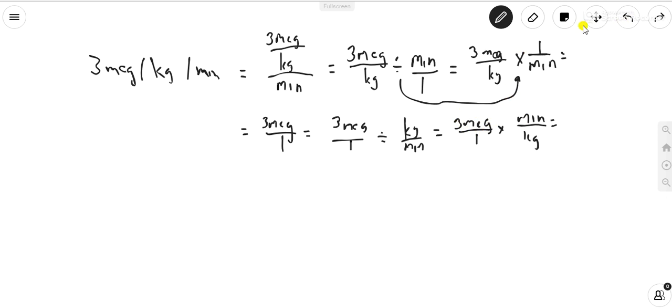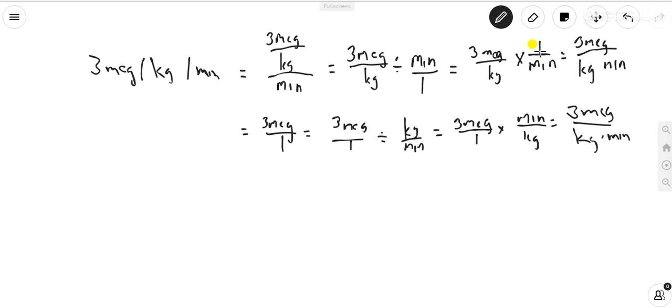Now what you see here, for both of these problems, is that whenever you're multiplying fractions, you multiply the numerator times the numerator, which is the number on top, and the denominator times the denominator, which is the item on bottom. This will give us 3 micrograms times 1 over kilograms times minutes. So we get the same thing, 3 micrograms times 1.